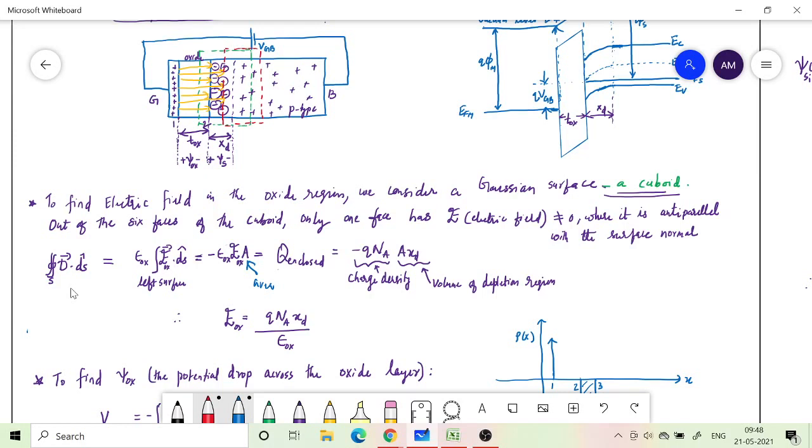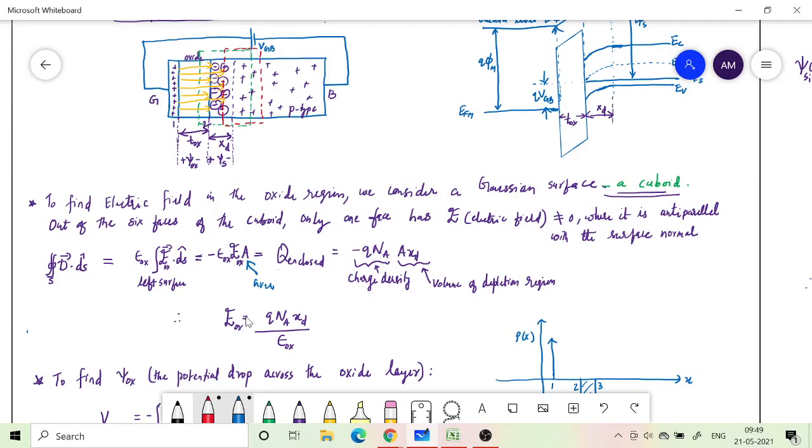I have shown here the XD, okay, so this is XD, and you can see here Tox. Tox is basically the width of the oxide region, XD is basically the width of the depletion region. So A, the perpendicular area multiplied by the depth of depletion region, will give you the volume in which the acceptor ions are sitting, and the concentration multiplied by charge will give you the charge density. So charge density multiplied by volume will give you the total enclosed charge.